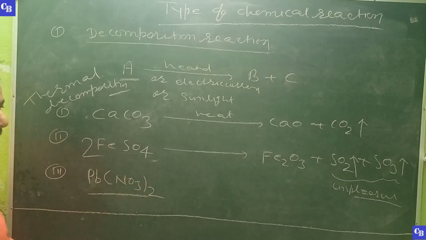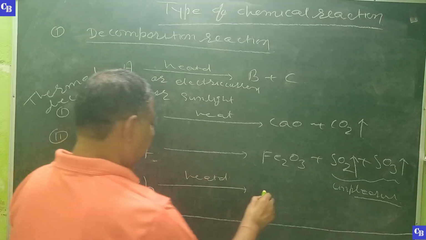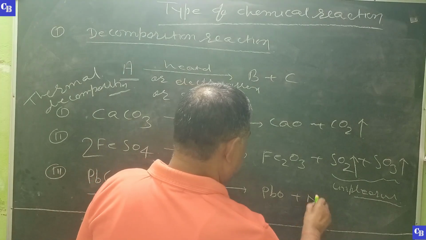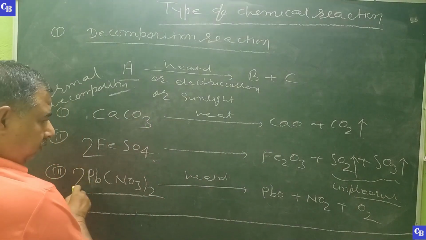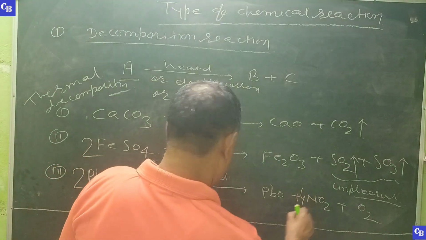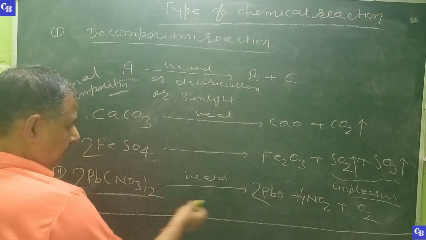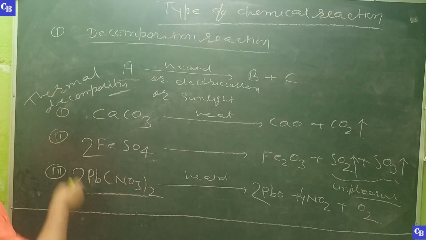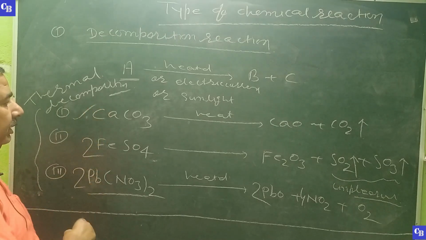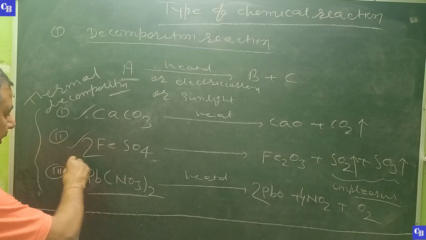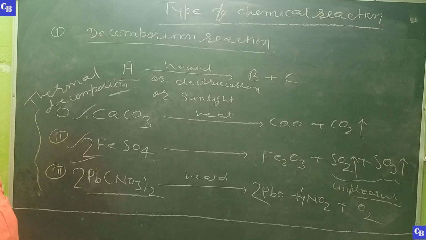Another example is Pb(NO3)2, lead nitrate. When lead nitrate is heated, it forms lead oxide, nitrogen dioxide, and oxygen. Here is the balanced chemical equation. So these are examples of decomposition reaction: heating of calcium carbonate, heating of ferrous sulfate, heating of lead nitrate. These are the opposite of combination reaction.